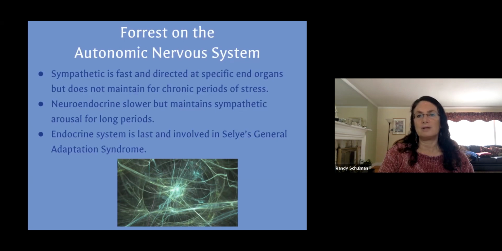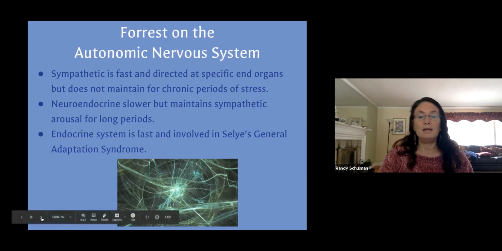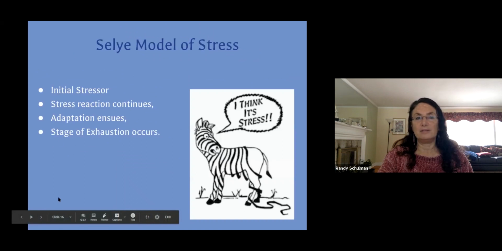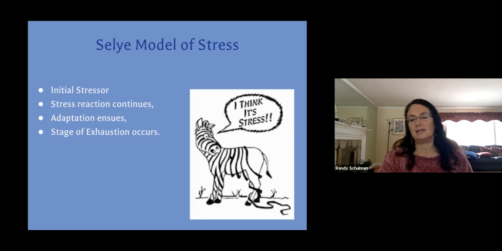The cortisol levels are higher than they should be. And then we end up in what Selye called a general adaptation syndrome, so that we kind of get used to that stress. And that's not really healthy. So what really happens is there's that initial stress, the stress reaction continues, the adaptation ensues, and then you get to a stage of exhaustion. I like that little picture, but really that's what so many people are in. So, okay, when you're in that state of exhaustion, what can we do to help?